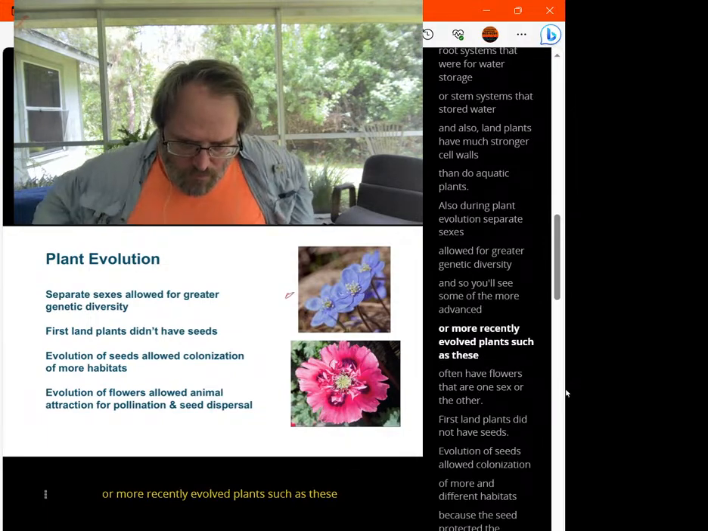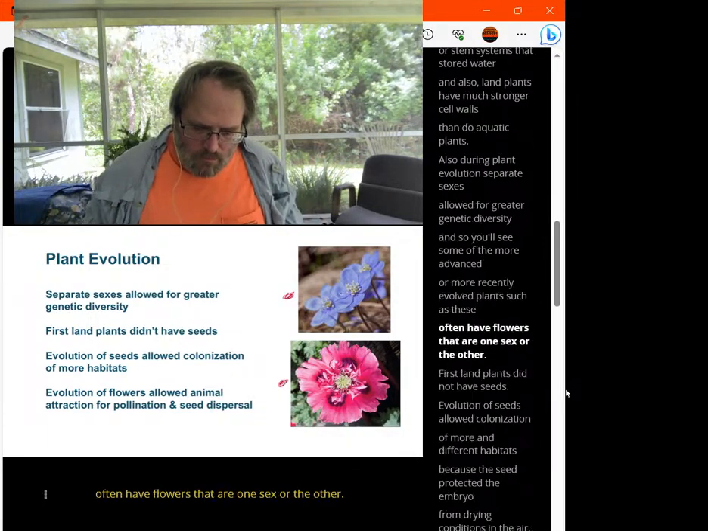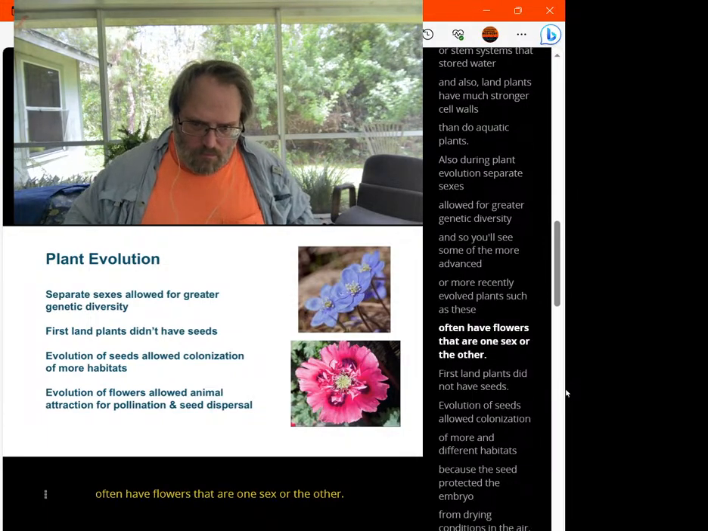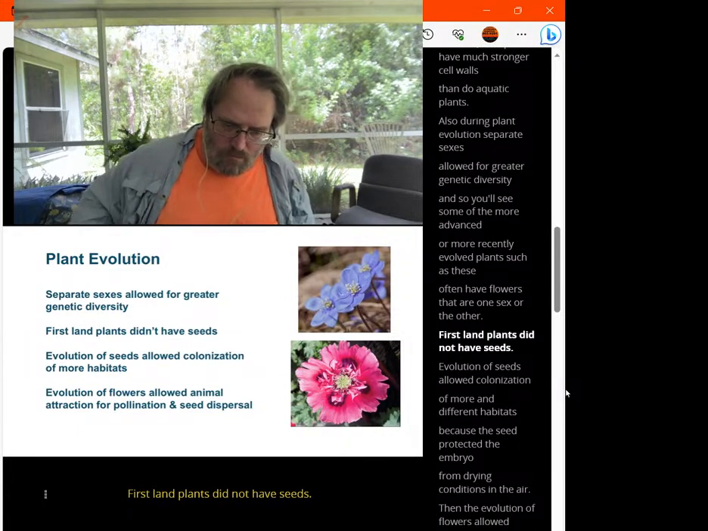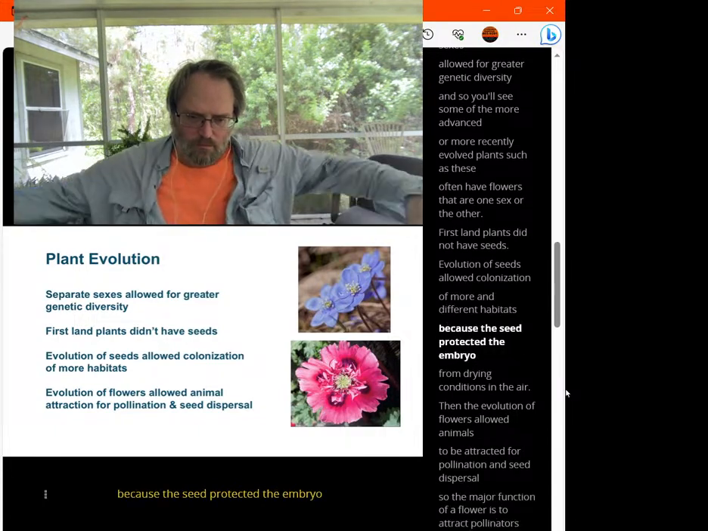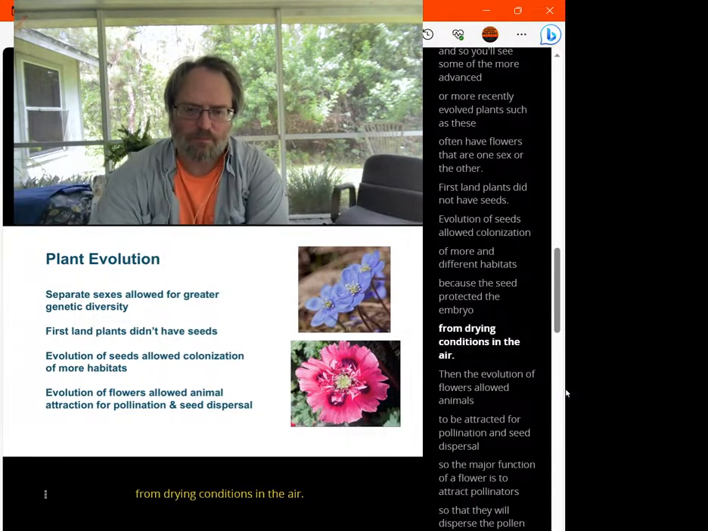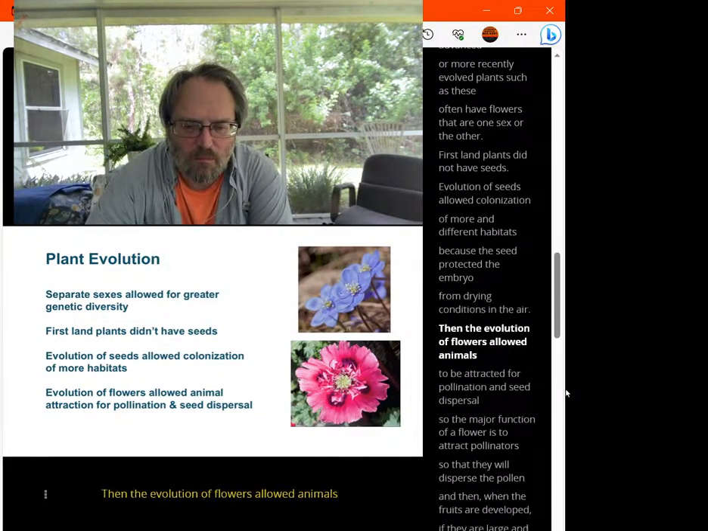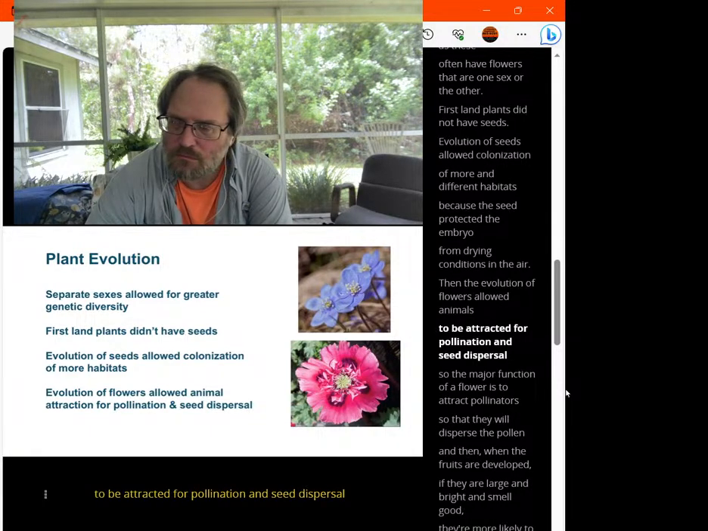advanced or more recently evolved plants, such as these, often have flowers that are one sex or the other. First land plants did not have seeds. Evolution of seeds allowed colonization of more and different habitats because the seed protected the embryo from drying conditions in the air. Then the evolution of flowers allowed animals to be attracted for pollination and seed dispersal.